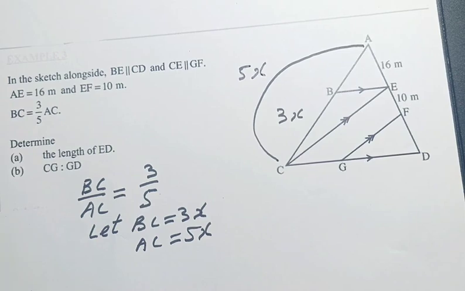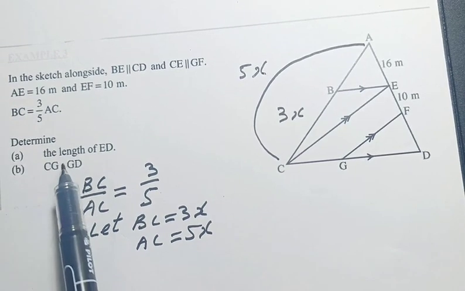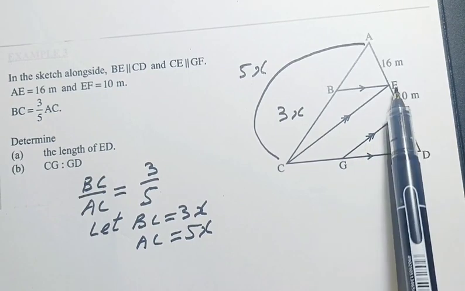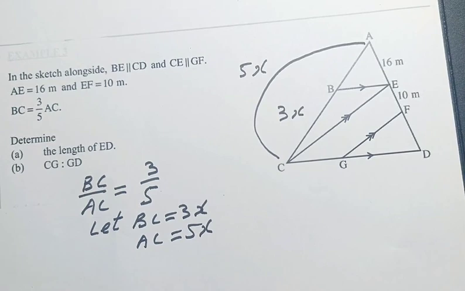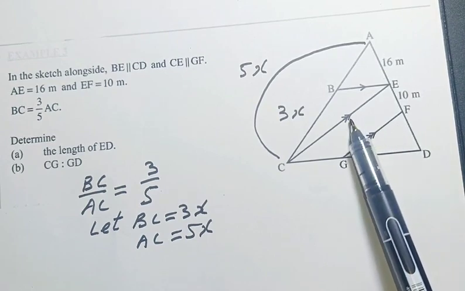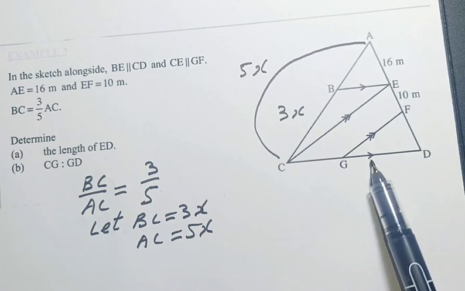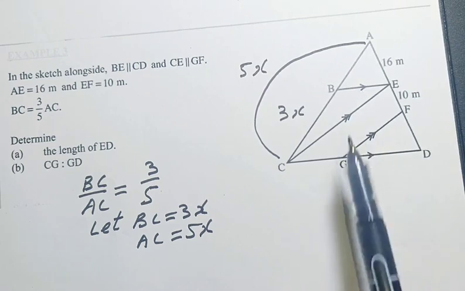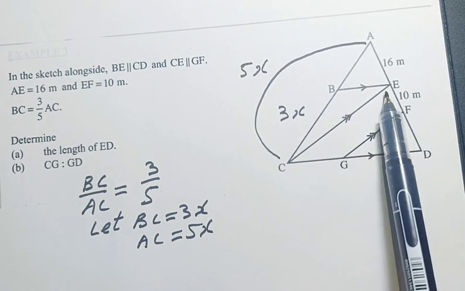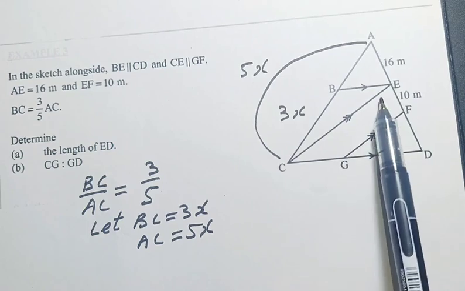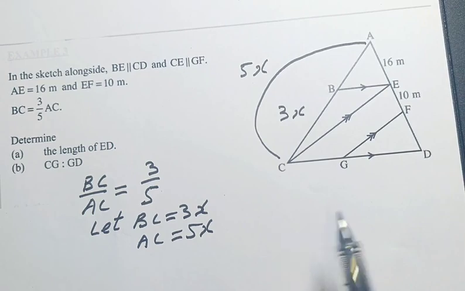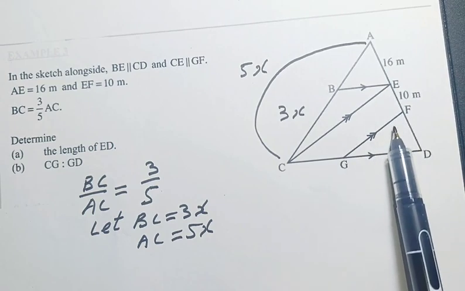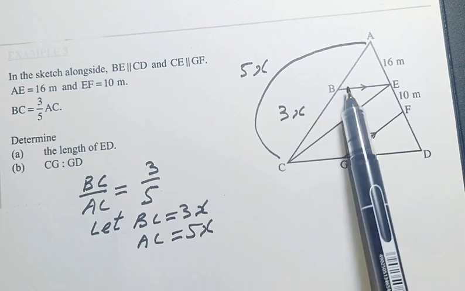Now, the first question says, determine the length of ED. We need to find the length of ED. Now we got double parallel lines. So this single parallel sign, this one is parallel. CD is parallel to BE, and then CE is parallel to GF. So the long base and the short side, long base and the short side.